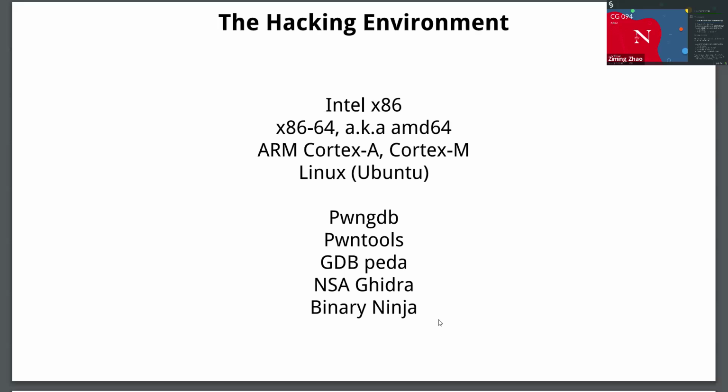Okay, so the hacking environment we're going to use, like I said, is x86, also 64-bit. We do not really use Cortex-A or Cortex-M in this class, but in the background part today, I will cover them a little bit just to give you some sense of how different architectures are different, so you can tell they're different. We use Linux. We actually just use Ubuntu.